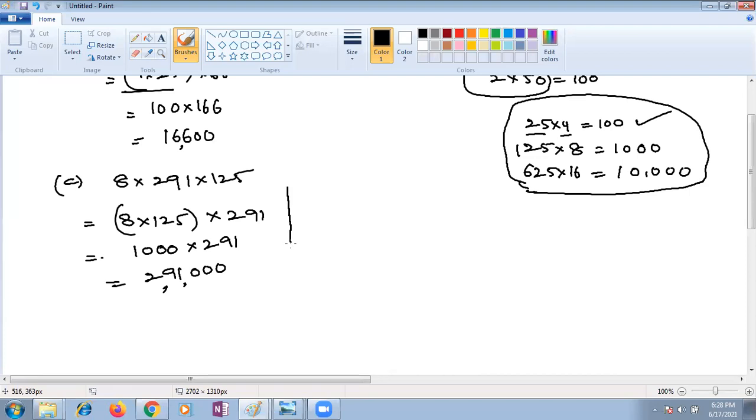You have to mention the laws also, children. From which law are you using this? Associative and commutative, yes, both associative as well as commutative. You can mention commutative as well as associative.